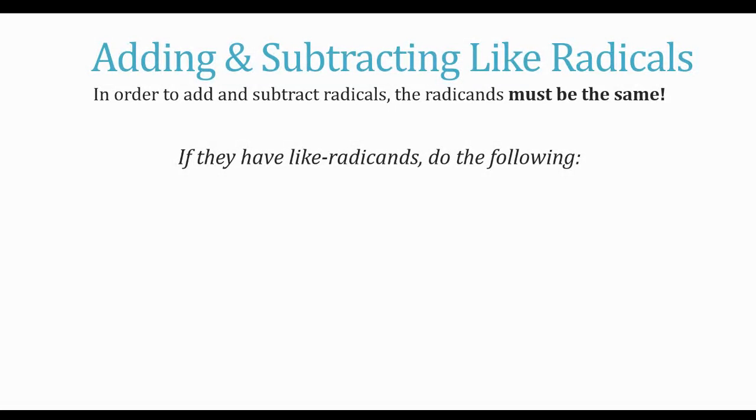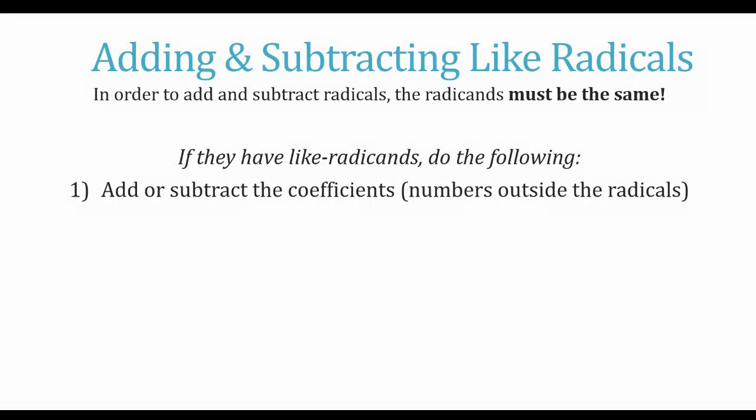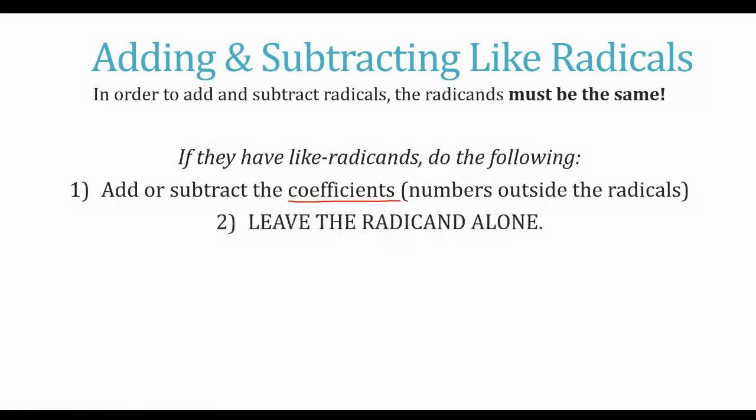If they do have like radicands, then we're going to do the following. We're going to add or subtract, whichever one it tells us to do in the expression, the coefficients. Remember, coefficients are the numbers in front of the radical, the number outside the radical. We're going to add or subtract those first. And then we leave the radicand alone. You do not add the radicands. Just like we left the x alone when we combined 2x and 5x, it kind of just tagged along. We're going to do the same thing with the radical. It's going to just tag along. We're not going to add the numbers on the inside.